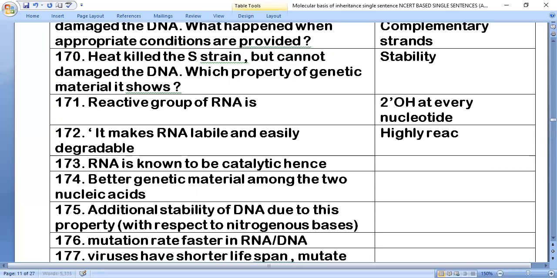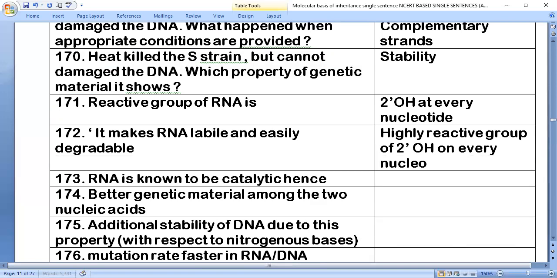Highly reactive group: 2'-OH, a highly reactive group on every nucleotide. RNA is known to be catalytic, hence reactive. The better genetic material among the two nucleic acids is DNA. The additional stability of DNA, with respect to nitrogenous bases, is due to the presence of thymine.